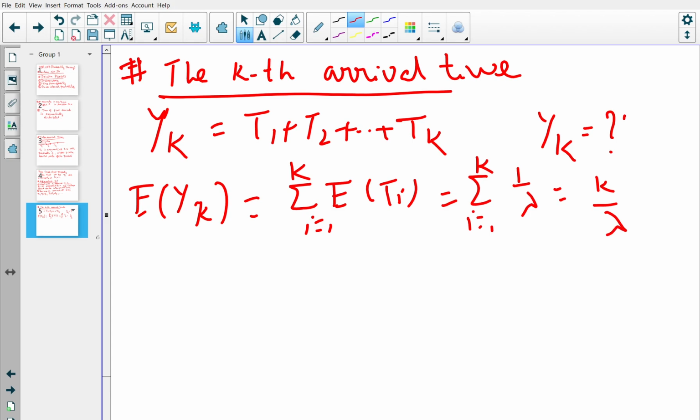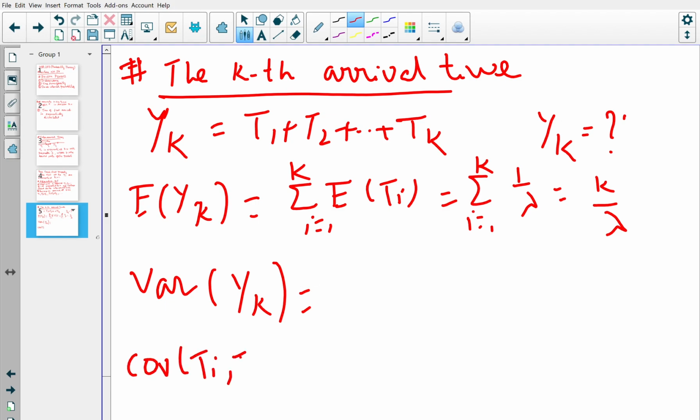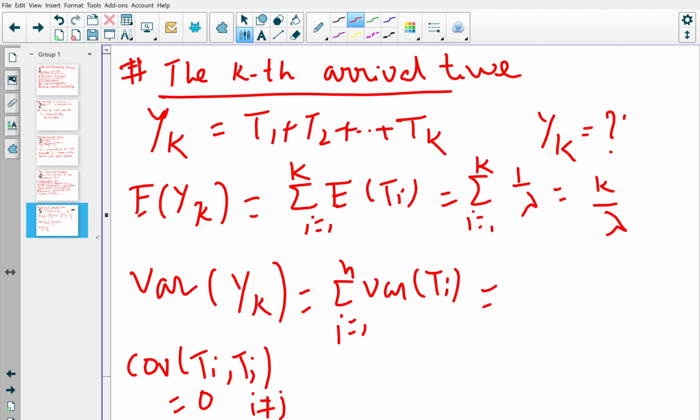Clear? Okay. And then obviously you can find the variance of Yk. Because these are IIDs, there is no covariance: the covariance of Ti, Tj is 0 for i not equal to j. So this is the sum of variances of Ti, i equal to 1 to k, and hence this will be k over lambda square, right?